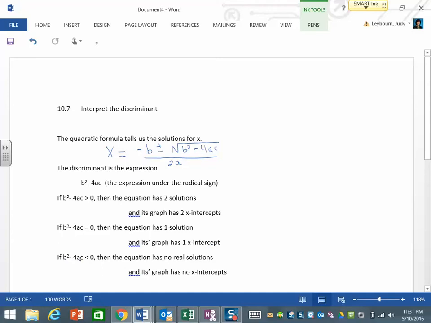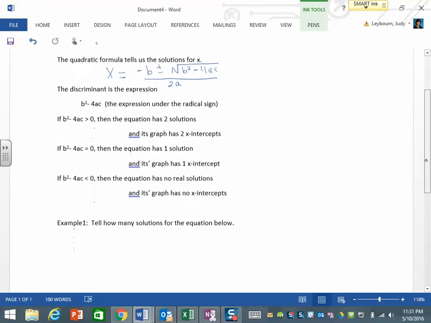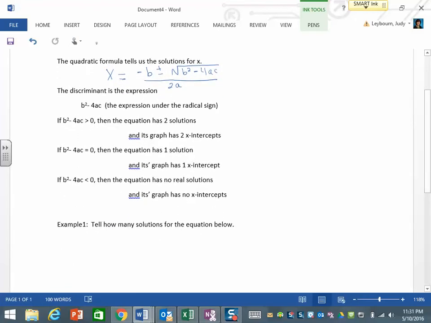If b squared minus 4ac is less than 0, or a negative number, then in our real number system there's no real solution because we're not able to find the square root of a negative number, and its graph has no x-intercepts. In other words, the graph is going to be all above the x-axis, or it's all going to be below the x-axis. Again, the discriminant gives us some very useful information. Sometimes we don't need to know the value for x. We just need to know that it has a solution, that it's possible for it to happen.